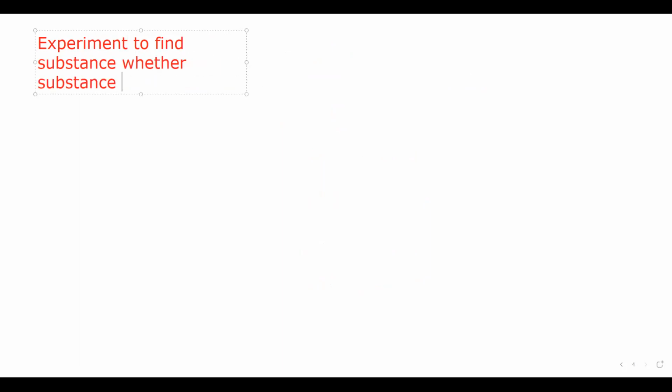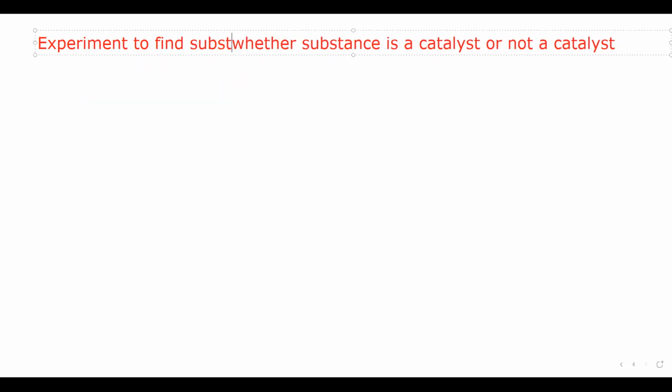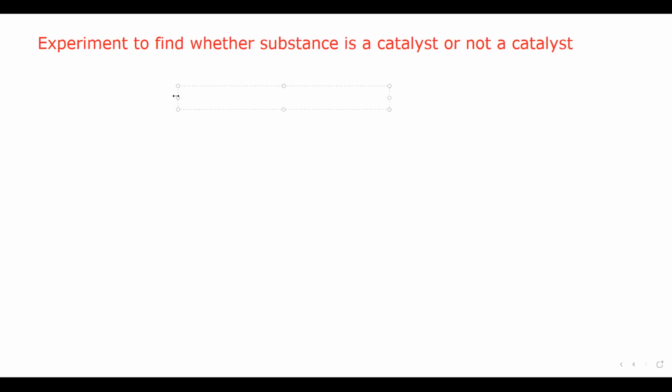So, a simple experiment to find whether a substance is a catalyst or not a catalyst. This is very important. For this purpose, we use hydrogen peroxide.